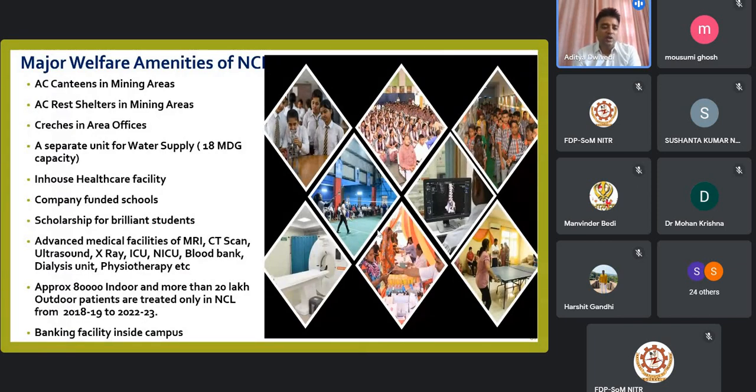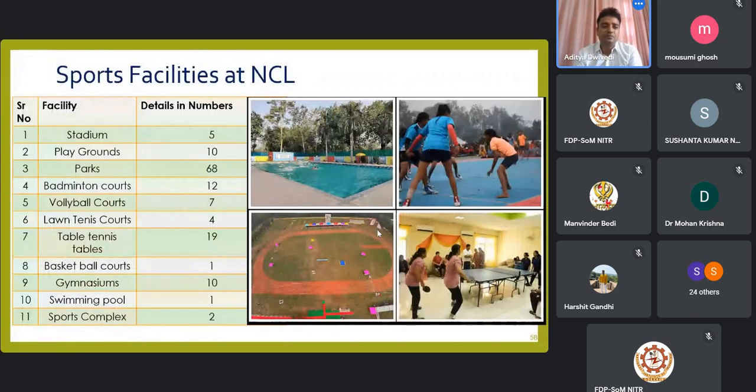Approx 80,000 indoor and more than 20 lakh outdoor patients were treated from 2018 to 2023. That's what I was discussing. A lot of these NCL hospitals, Coal India, if you discuss, all the projects are in remote locations where medical facilities are not very good. So these Coal India hospitals are helping the local people in a big way.